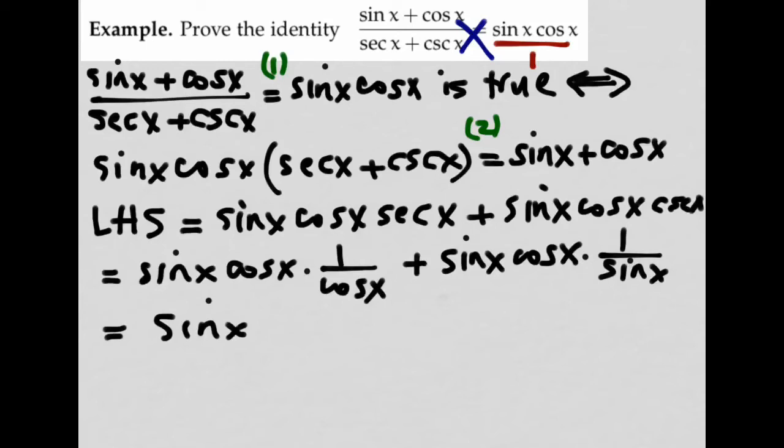And in the second term, sine x times 1 over sine x is simply 1. So the second term is cosine x. And that's the right-hand side of equation 2. We've established that equation 2 is true, which is equivalent to equation 1. So equation 1 must be true. And that proves our identity.